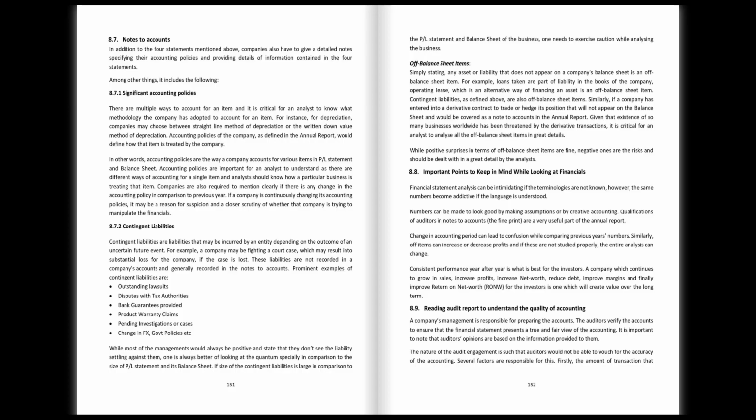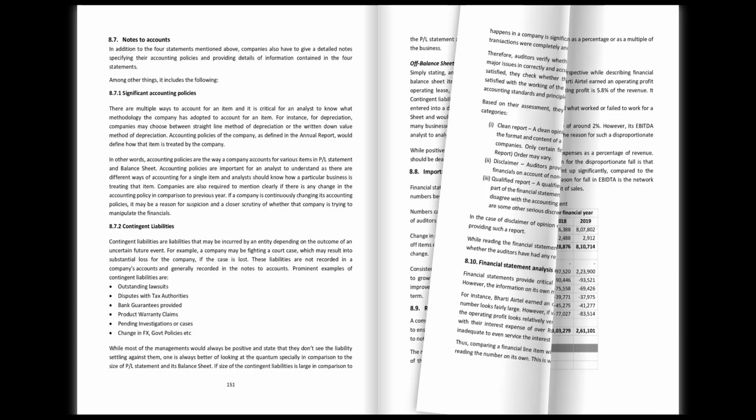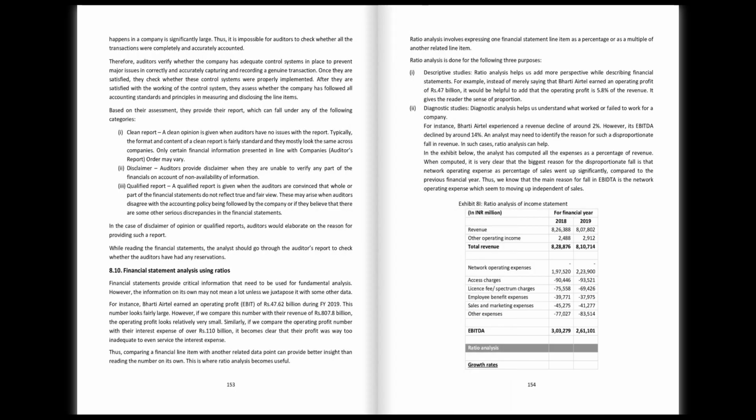It is important to note that auditors' opinions are based on the information provided to them. The nature of the audit engagement is such that auditors would not be able to vouch for the accuracy of the accounting. Several factors are responsible for this. Firstly, the amount of transactions that happen in a company is significantly large. Thus, it is impossible for auditors to check whether all the transactions were completely and accurately accounted. Therefore, auditors verify whether the company has adequate control systems in place to prevent major issues in correctly and accurately capturing and recording a genuine transaction.